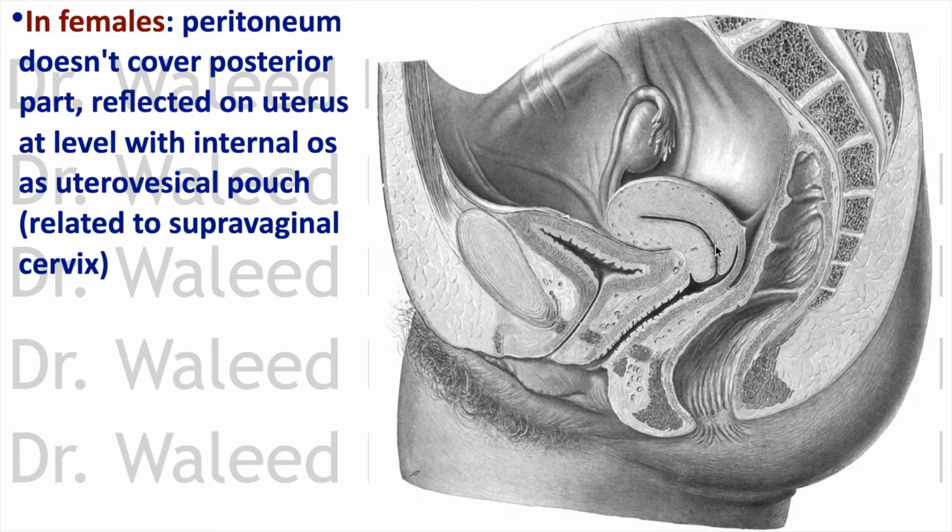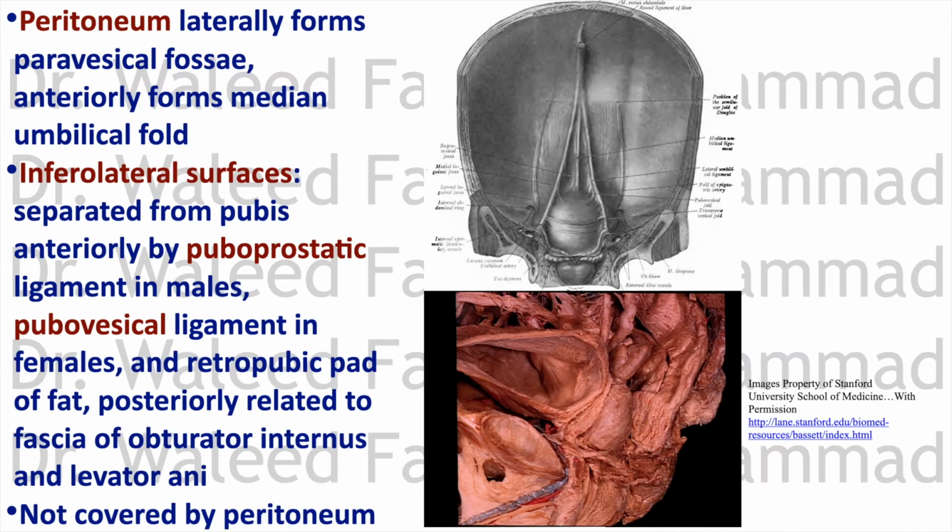You can identify the internal os here. See these grooved cavity of the cervix. Okay, they call it the palmate folds. The upper end of it is the internal os, and the lower end is the external os. See, the peritoneum is reflected opposite the level of the internal os of the uterus. The peritoneum laterally forms the paravesical fossae. See these fossae, these depressions, and the median umbilical fold.